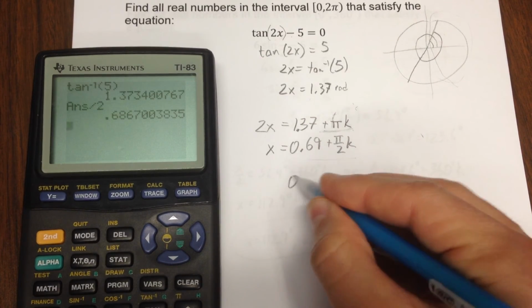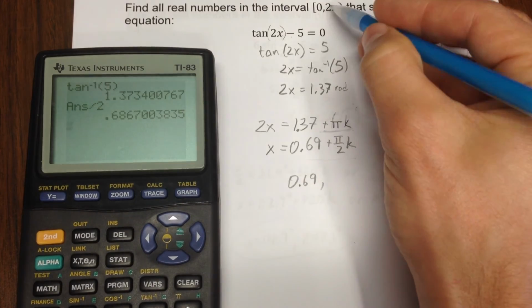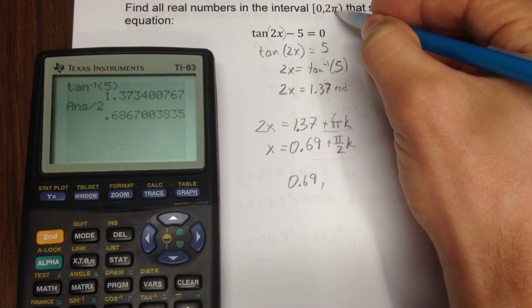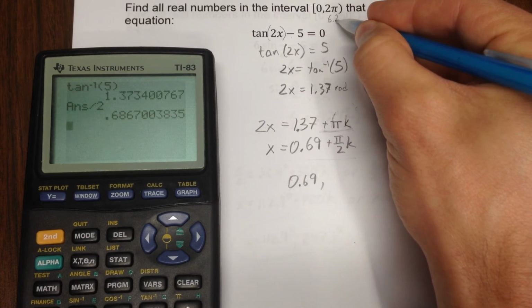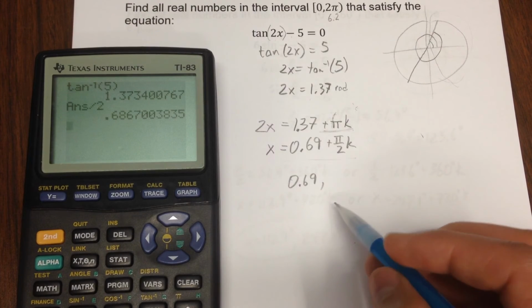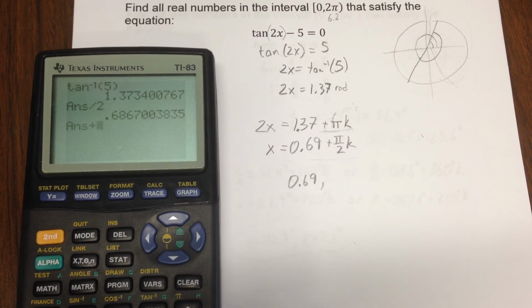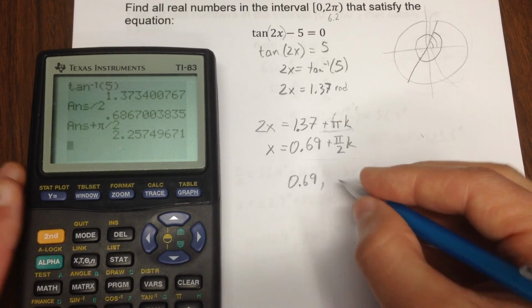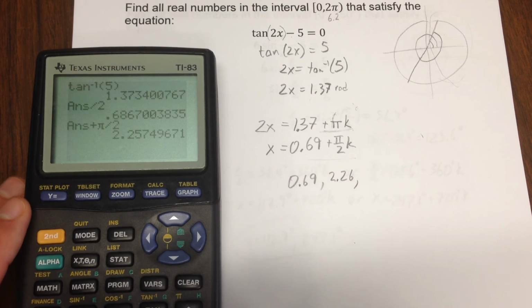So obviously I have 0.69. That's less than 2 pi. Now 2 pi, I know pi is about 3.1, so this is something about 6.2, right? So let's see, I've got that number. I can add, say, pi over 2. That'll get me 2.26.